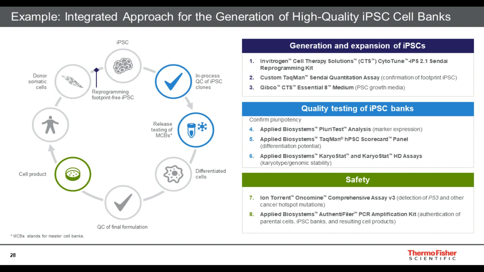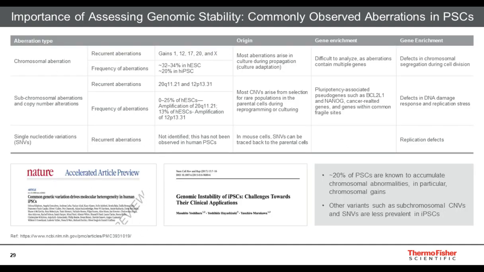treatments. So let's remind ourselves where we are in the workflow. We've just discussed 2 of the quality tests for iPSC banks: the PluriTest and the TaqMan Scorecard. I'd like to talk to you next about genomic stability in your PSC cultures and why that's important. And then after that, we'll talk about some of the safety measures that we have to evaluate when we're going to the clinic and putting these back in the patient.